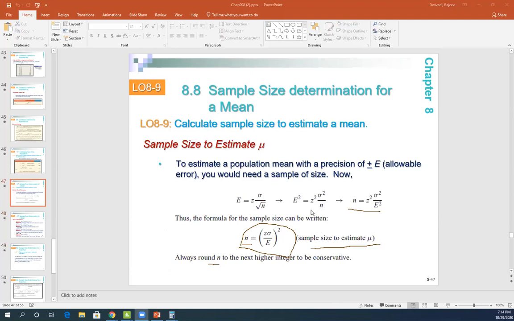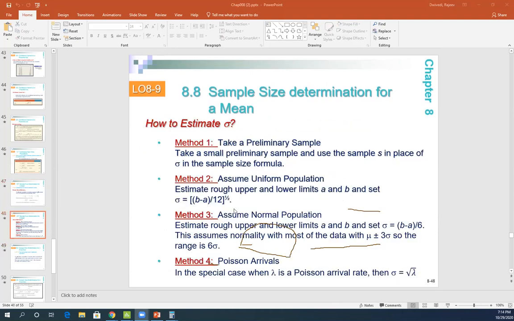How do we get these values of e, sigma, and all? So here are the methods to do that. Sigma is very simple. 6 sigma is the range. Therefore, sigma equals the highest value minus the lowest value, divided by 6. So this is the way you can get the sigma, because range is 6 sigma.